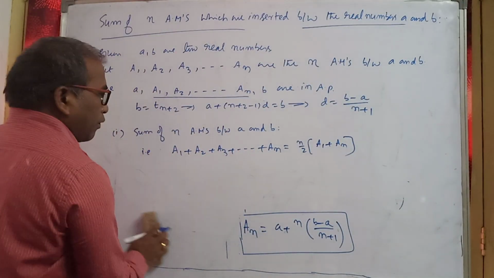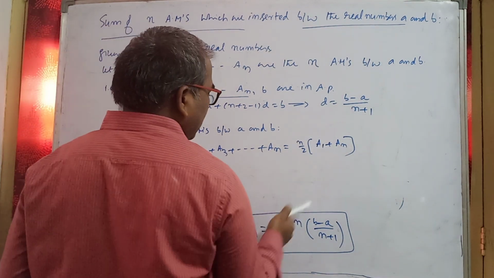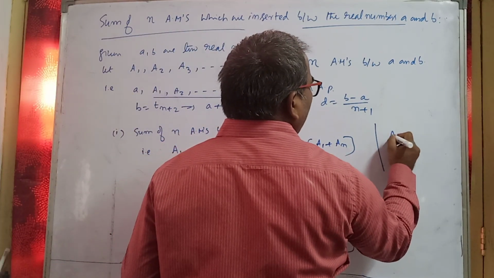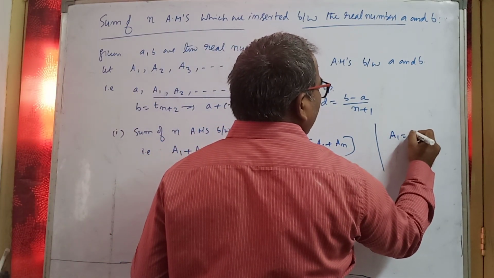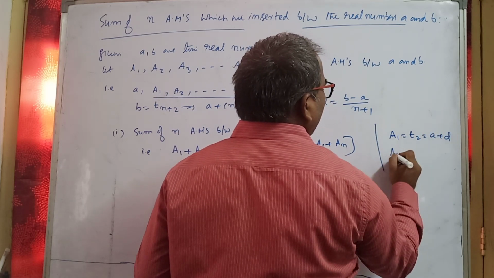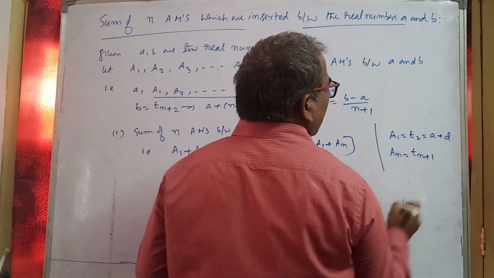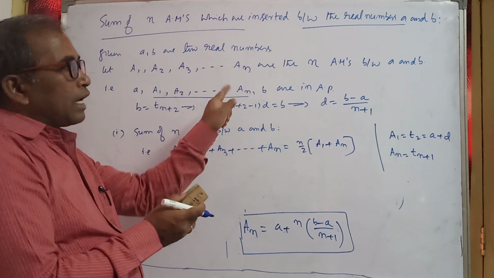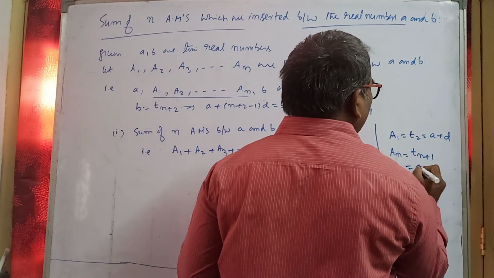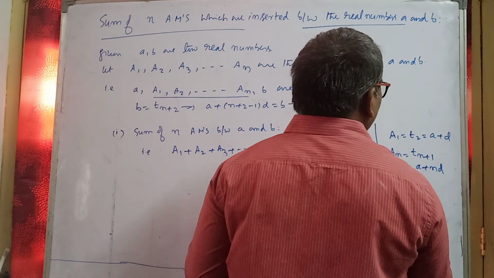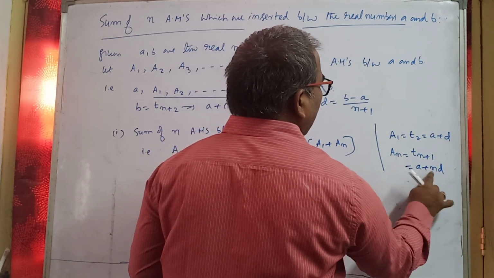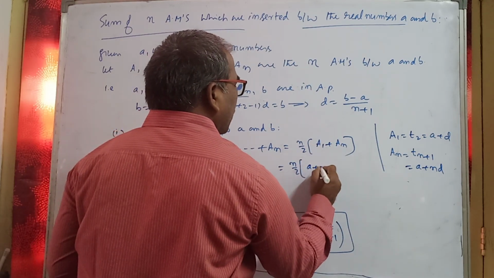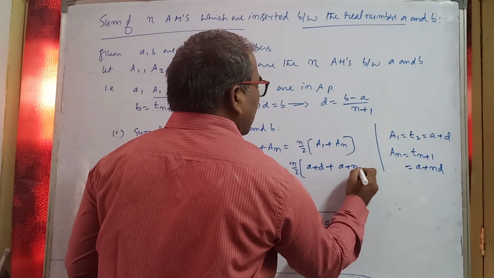Now what is a1, what is an? a1 in the series is the second term, so a plus d. an is the previous term, the n plus 1th term, since b is the n plus 2th term. So it is nothing but a plus nd. Now in place of a1 write this, and in place of an write this. This is the common difference. So n by 2 into (a plus d) plus (a plus nd).